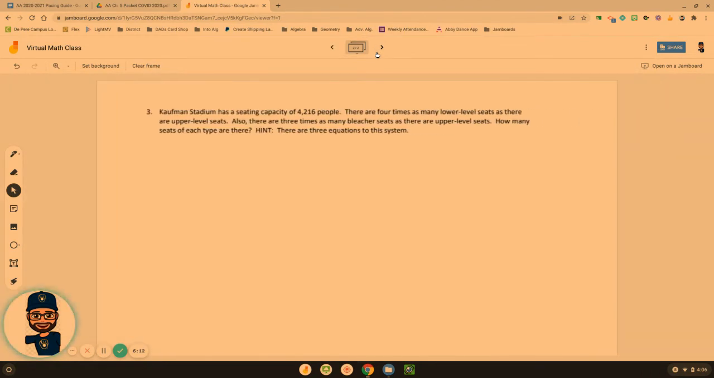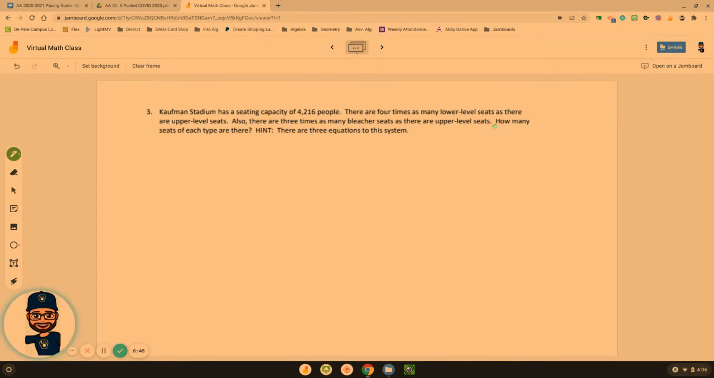The next one is from your packet, but it goes backwards to number 3. It talks about Kauffman Stadium, which has a seating capacity of 4,216 people. There are 4 times as many lower level seats as there are upper level seats. Also, there are 3 times as many bleacher seats as there are upper level seats. How many seats of each type are there? Hint, there are 3 equations.